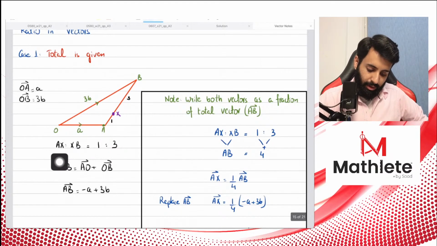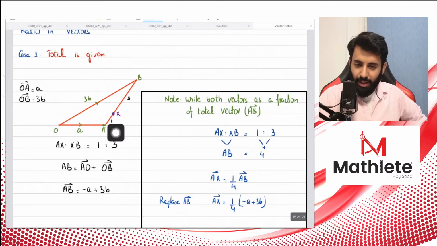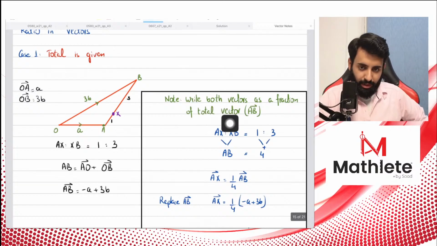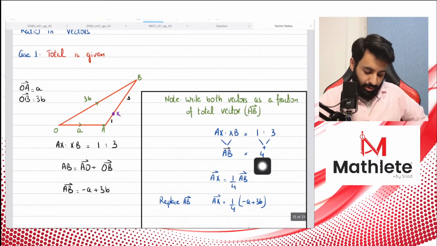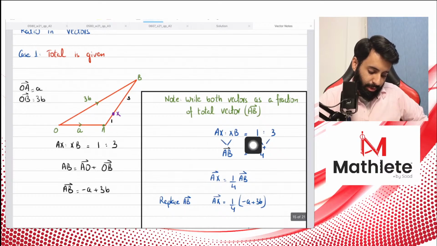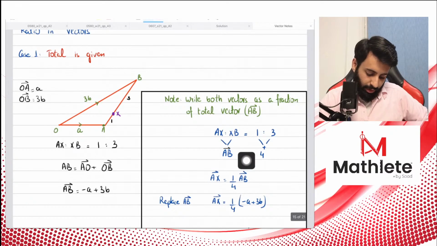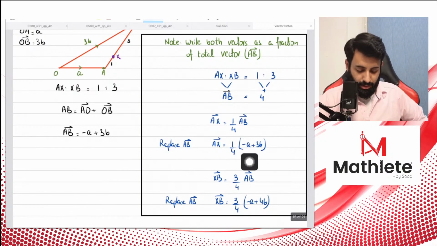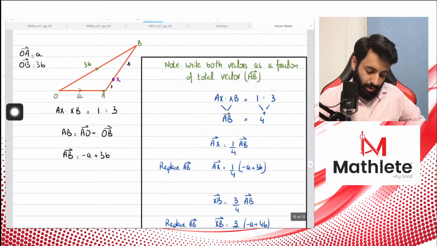Now notice something over here. You don't know what AX is, you don't know what XB is, but what you can find out is what AB is. So what you need to do is write both vectors as a fraction of the total vector AB. AX and XB together make AB, which makes up 4 parts. If I want to write AX as a fraction of the total, AX is 1 part out of 4, so AX is equal to 1/4 of AB. That way I can find out what AX is equal to. It's equal to 1/4 of minus A plus 3B. Why minus A plus 3B? Because that's what AB is equal to: AO plus OB. AO is minus A, OB is 3B.